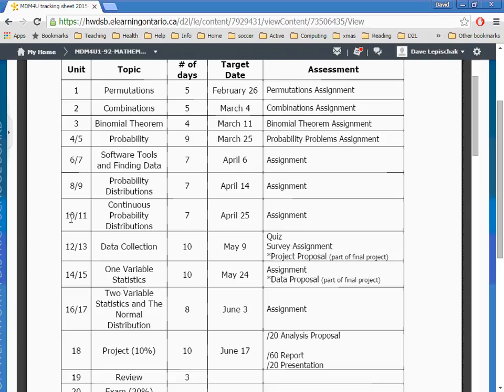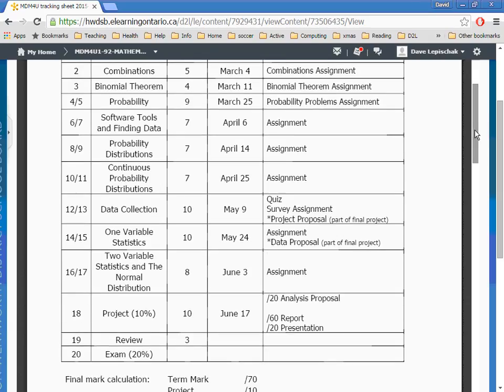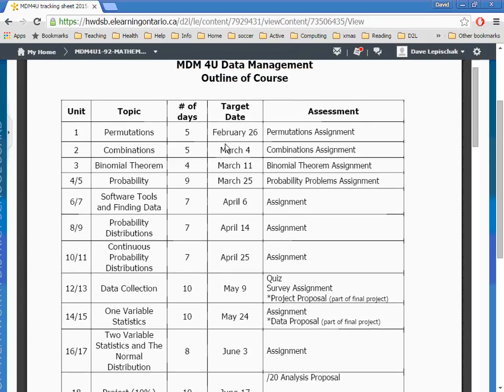Some of the units are put together. They're double units because there's sort of twice as much material in them. And down towards the end, we've got our final project here. We've got our exam review and then our final exam. Okay. And in this column here, I've listed the approximate number of days that you should spend on each of these topics. And I've listed what is called a target date here, which is the date you should aim to be finished each of these topics by.